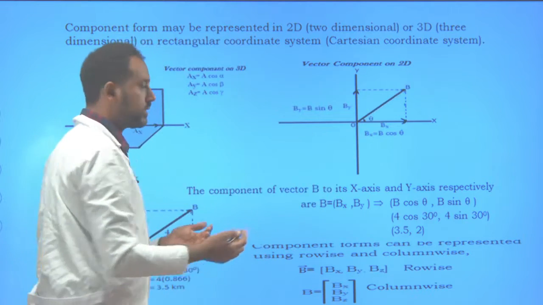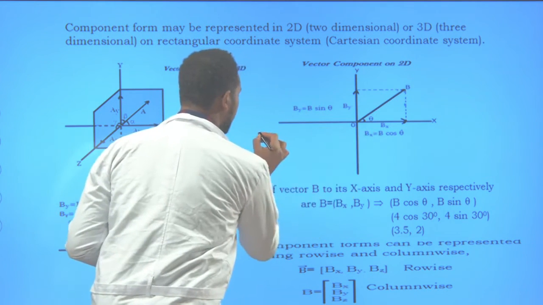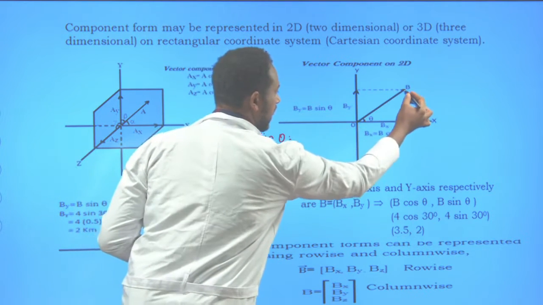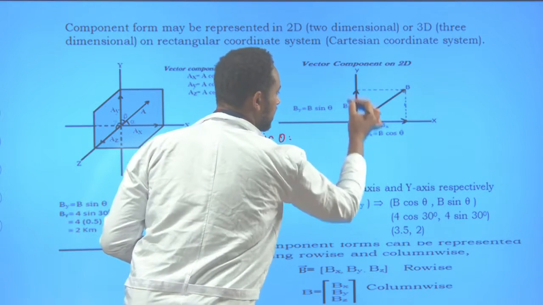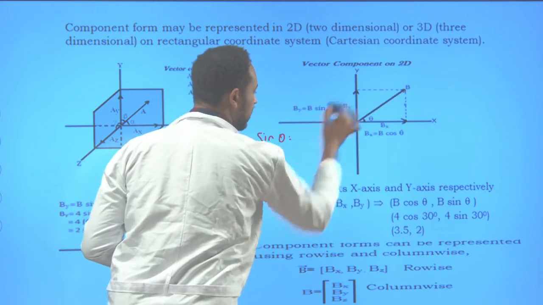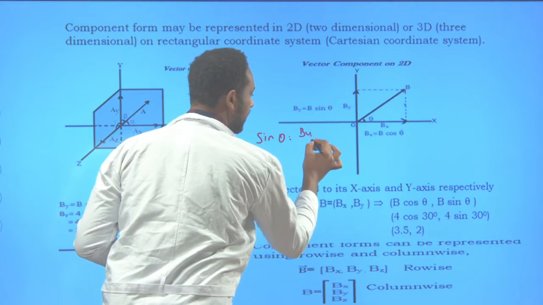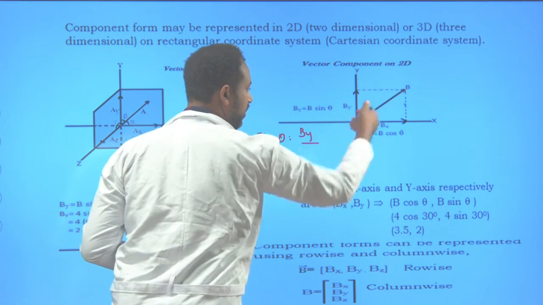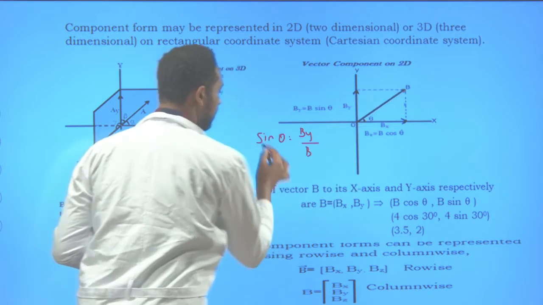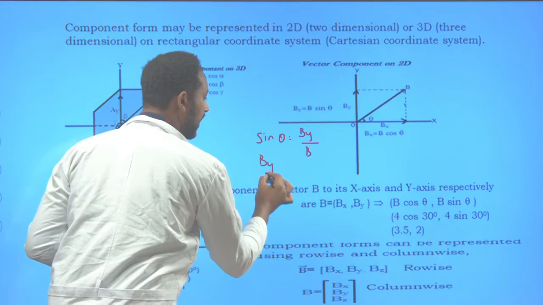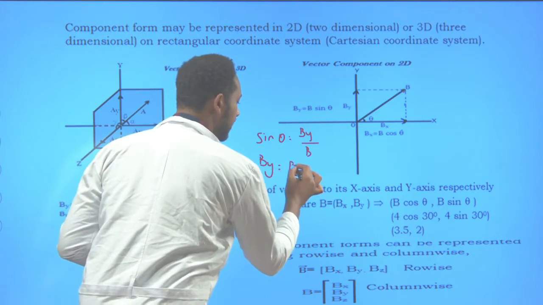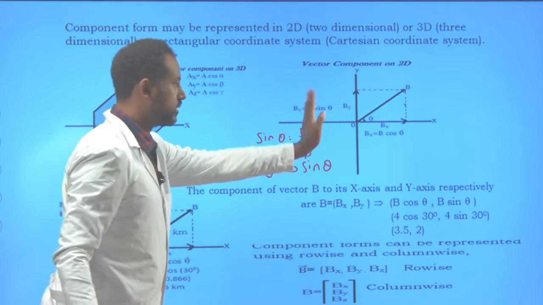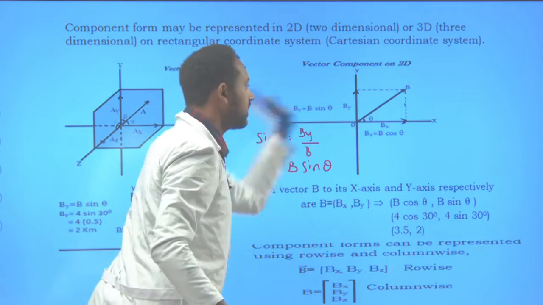From your mathematics lesson in trigonometry, you know that sine theta means opposite over hypotenuse. The opposite side is the component of this vector along the y-axis, and that is the component of vector B along y over the hypotenuse. The hypotenuse is vector B. Therefore, the component of vector B along y is the magnitude of vector B times sine theta. This is how we split this vector.